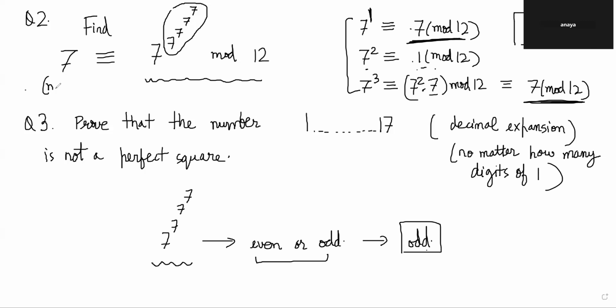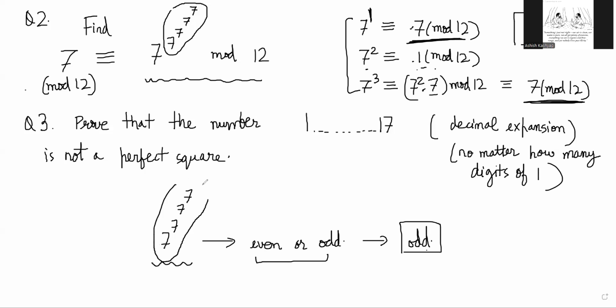Because powers of 7 we saw, the pattern is 7 mod 12 or 1 mod 12. Those are the only options. For even powers, it becomes 1 mod 12. For odd powers, it becomes 7 mod 12, right? And this number that was in the exponent is clearly odd because you are never getting an even number at all inside it. It's just 7 repeated many times. So the answer here is simply 7 mod 12, right? Okay.